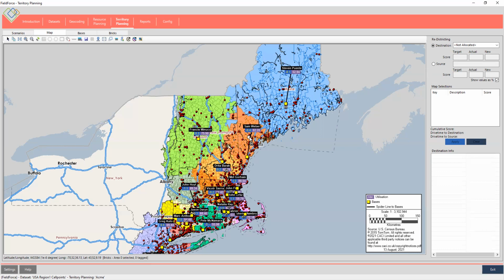And the output of this is you know who owns which zip code or postcode or census area, you know who owns which stores, and then you can obviously create maps and Excel reports and spreadsheets out of that and disseminate those out into the field. But that is territory optimization.